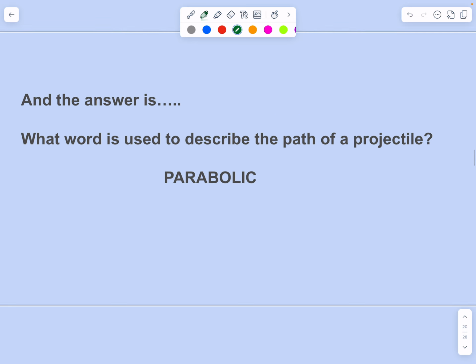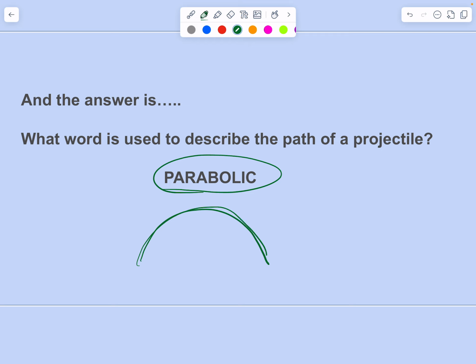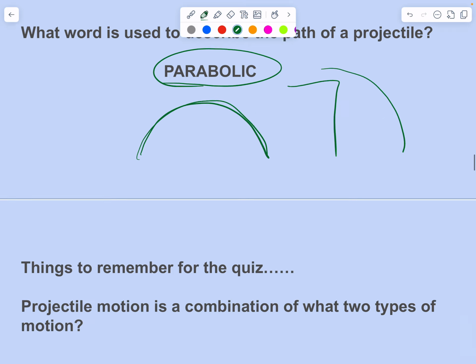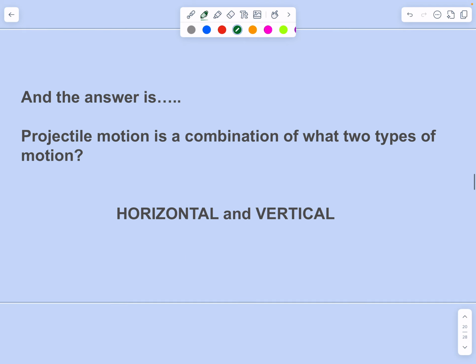In terms of the path of a projectile, that curved path is a parabola. So it's a parabolic path, right? That is how it works when you're talking about a projectile, whether it's going up and over or falling off a cliff, it's still a parabola because it's curving downwards. And then finally, as we said before, it's a combination of two types of motion, horizontal and vertical. Those are the important things to remember. You'll have some regular multiple choice questions, so keep in mind: how do projectiles work? How do they move?